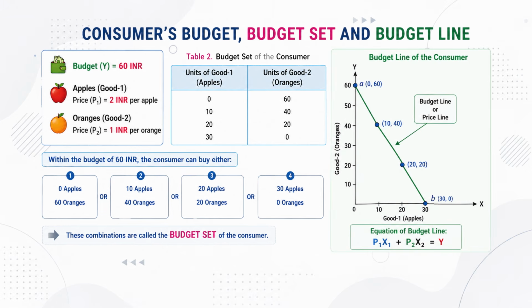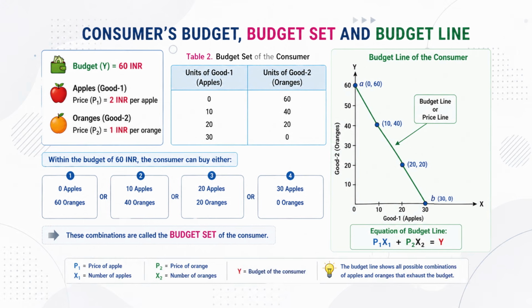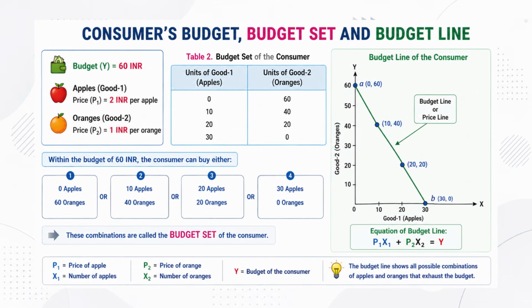Apples are shown on the x-axis, and oranges are shown on the y-axis. When we join these points, we get a straight line called the budget line. The equation of the budget line is P1x1 plus P2x2 is equal to y. Here, P1 is the price of an apple, and x1 is the number of apples. P2 is the price of an orange, and x2 is the number of oranges. And y represents the consumer's budget. Therefore, the budget line represents different combinations of apples and oranges on which the consumer spends his entire budget.